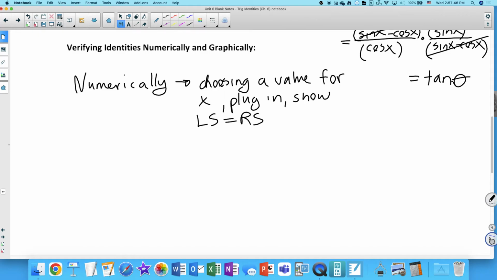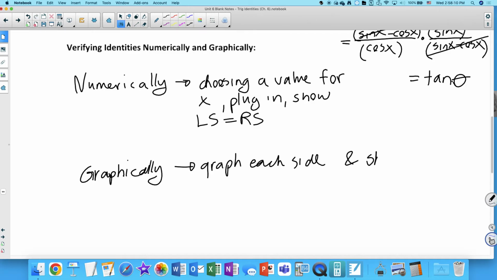Okay. You can also verify these graphically by graphing each side of the equation separately and showing that the graphs overlap, right? But these are not proofs. These are just verifications. Okay? But in this course, because we're just sort of getting started with this, we may ask you to do these. And we'll see some examples of that in a moment.